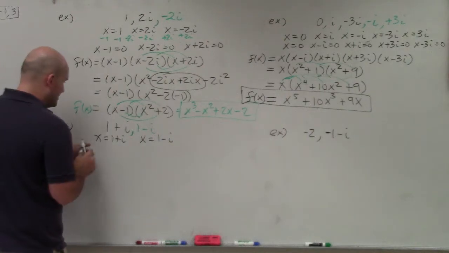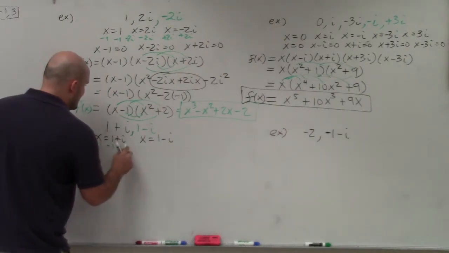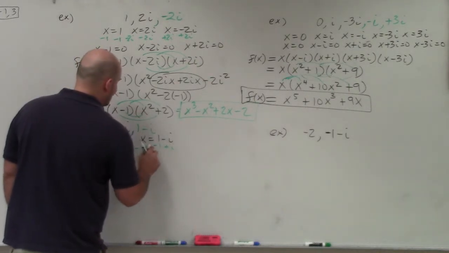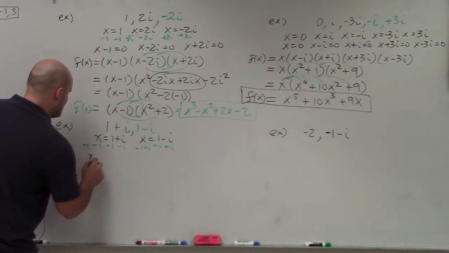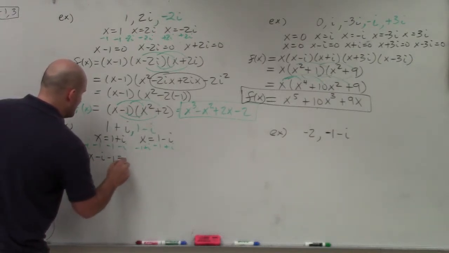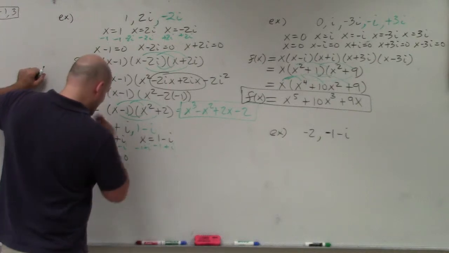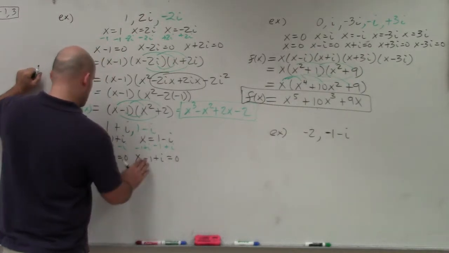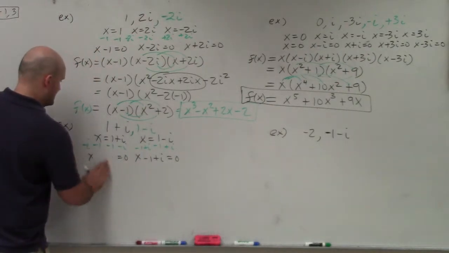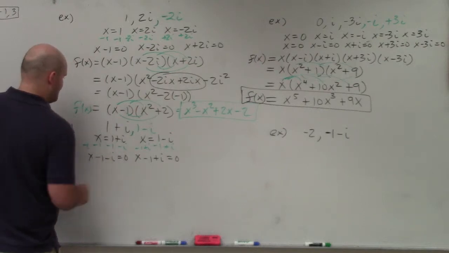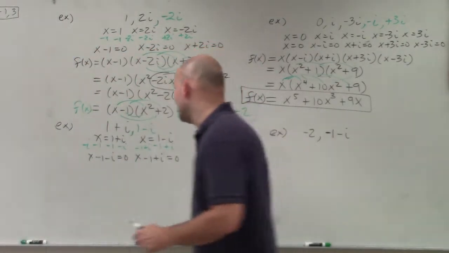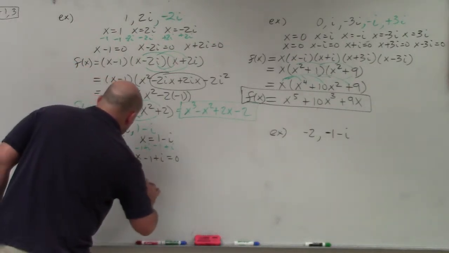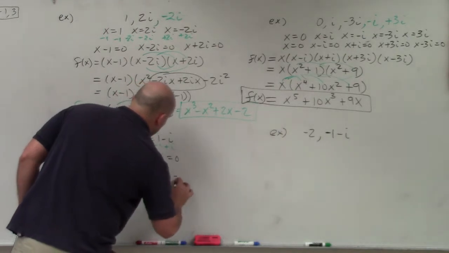Now, as I set them equal to 0, I have to subtract a 1 on both sides, and I have to subtract an i. I have to subtract a 1 on both sides, and I have to add an i. So therefore, I'm left with x minus i minus 1 equals 0. And here I have x minus 1 plus i equals 0. Oops. Let's write this as minus 1 minus i. OK. So now we go ahead and multiply these out. So it's going to look something like this. x minus 1 minus i times x minus 1 plus i equals 0.